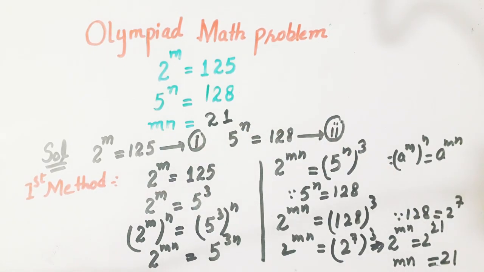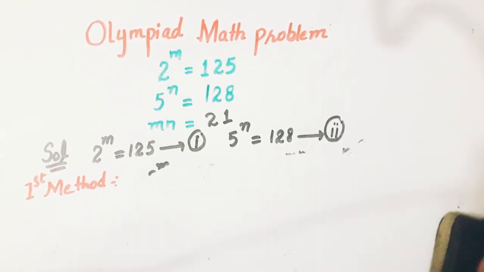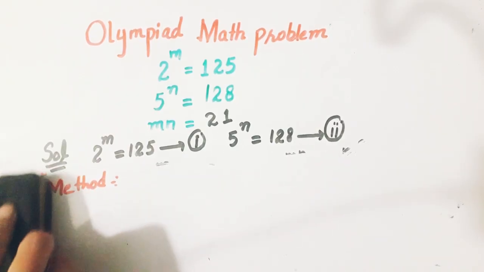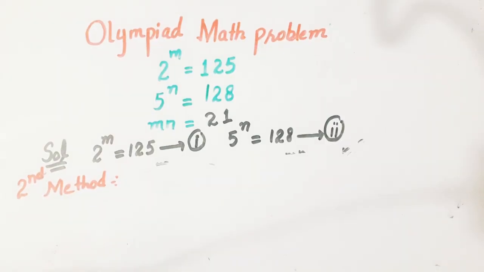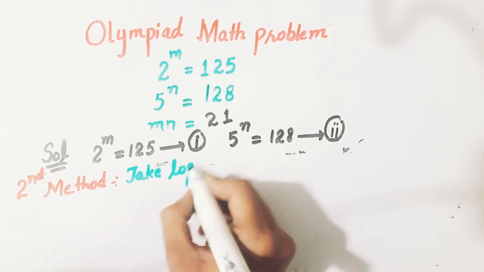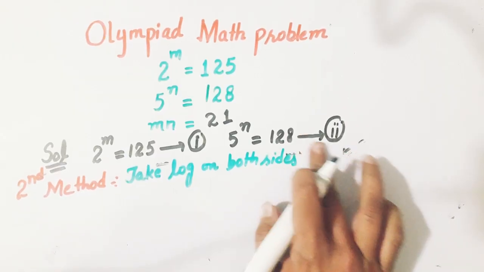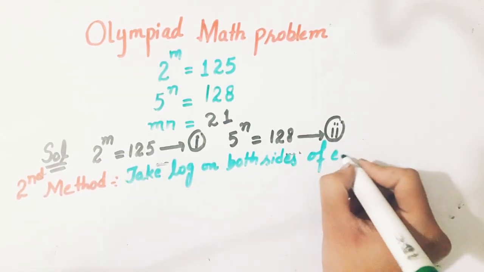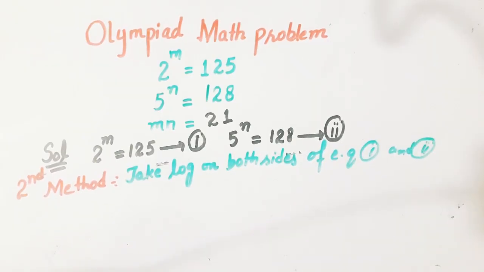So this is the first method. Now we will apply the second method to solve this question to find the value of mn. So what will be the second method? For this purpose, take log on both sides of equation 1 and 2. We have to take log on both sides.